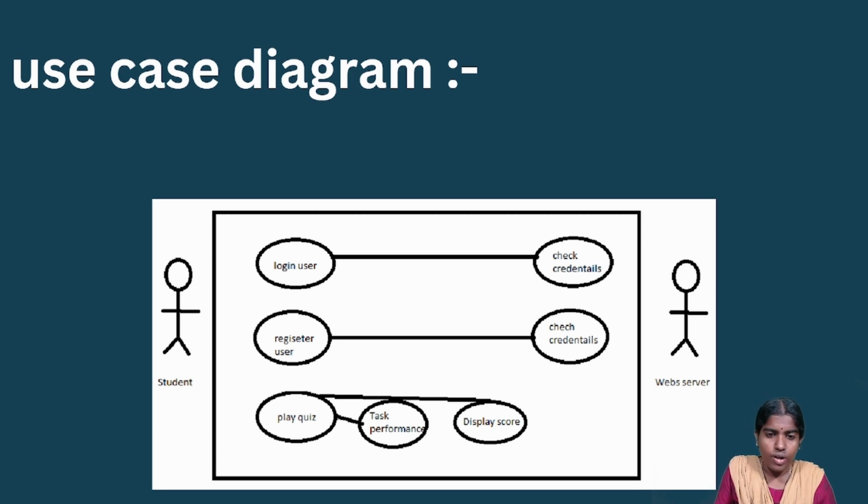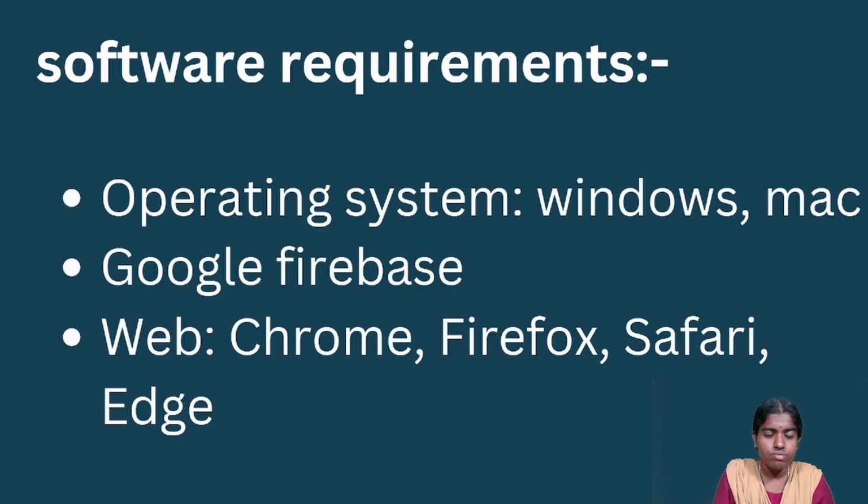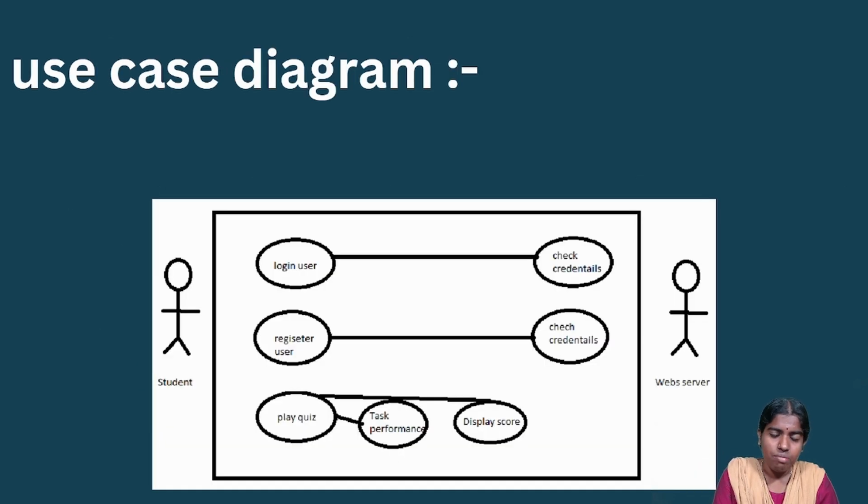Clear with this? So what are the different things that are present in the use case diagram? So what is the role of a student and what is the role of a web server? So what do you mean by use case diagram? So who are all the different users that are present in this project, and what are all their different roles? So a person can play the quiz, so a task performance, and then he's going to display the score.